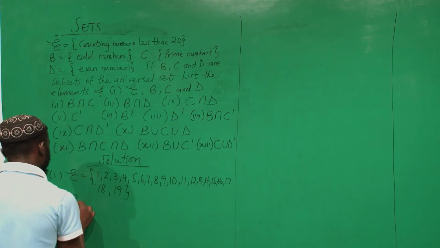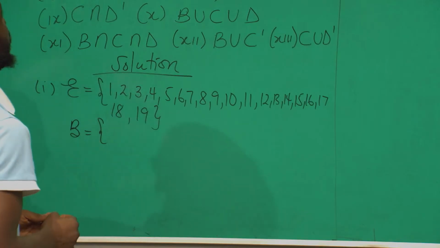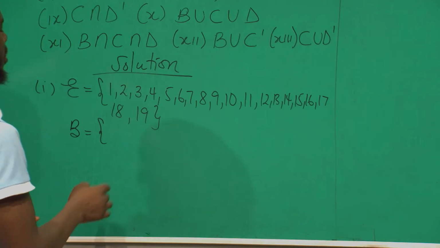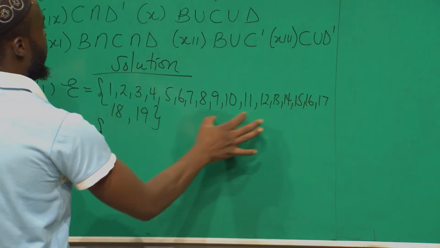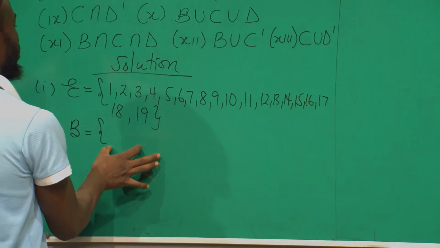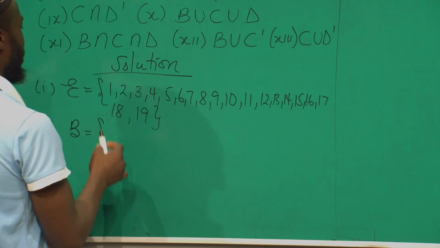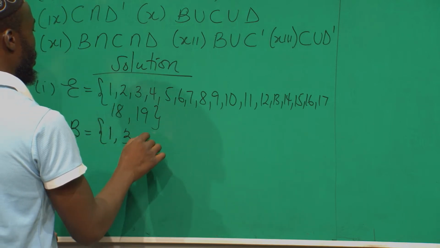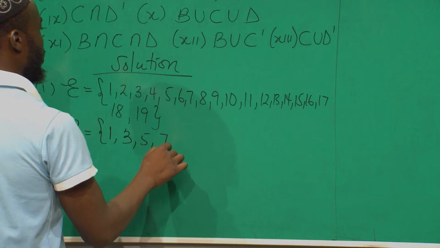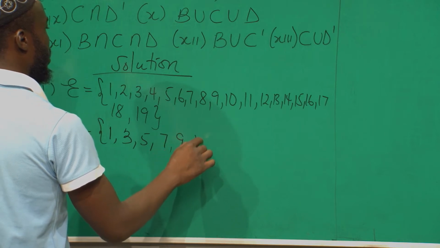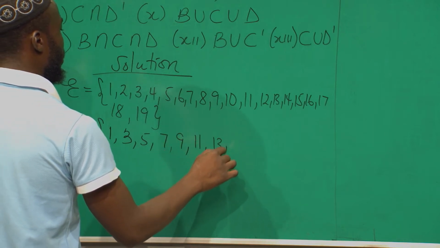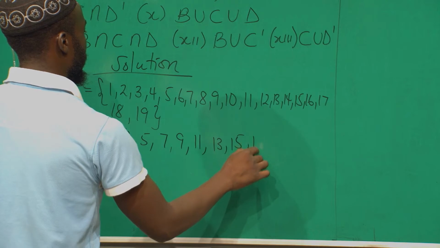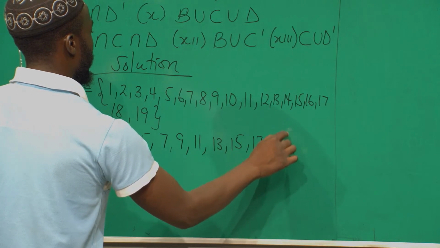When we take that of B, we said odd numbers. So this means that all the odd numbers in this set, we write them here. The first odd number here is 1. We go to 3, 5, 7, 9, 11, 13, 15, 17, 19.